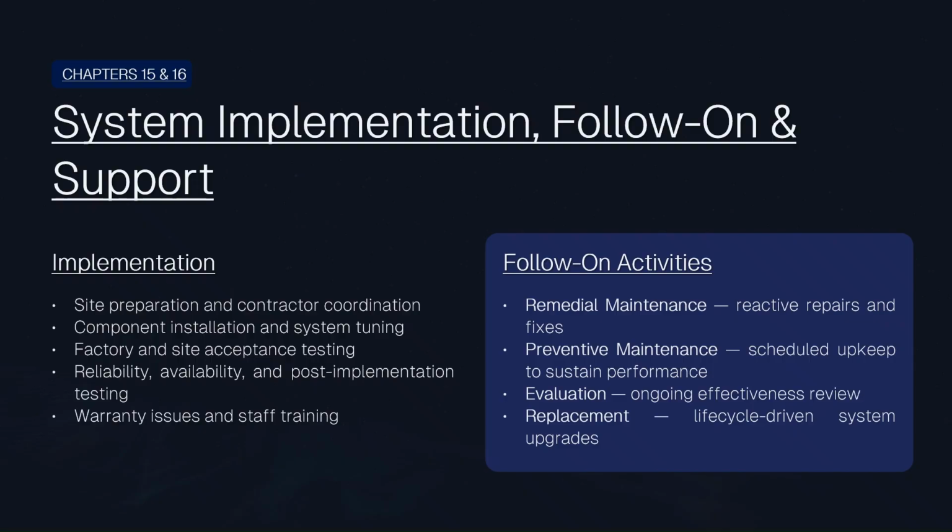However, the life cycle of a security system does not end after installation. Security programs must include follow-on activities, such as corrective maintenance for repairs, preventive maintenance through scheduled inspections, and periodic evaluations to assess system effectiveness. Over time, organizations may also undertake system upgrades or replacements to address technological changes or evolving security requirements. These activities ensure that the security system remains effective, reliable, and aligned with organizational needs throughout its life cycle.